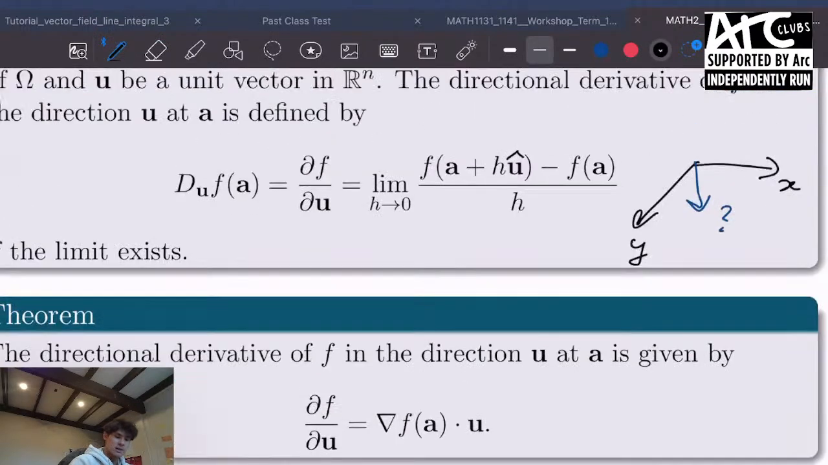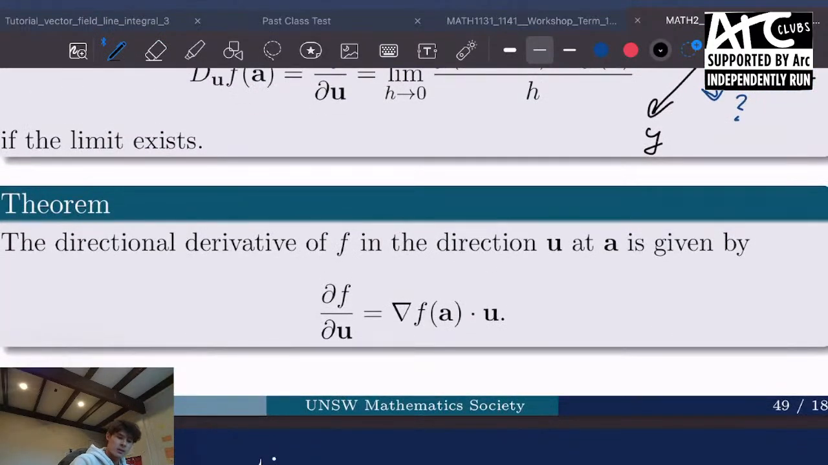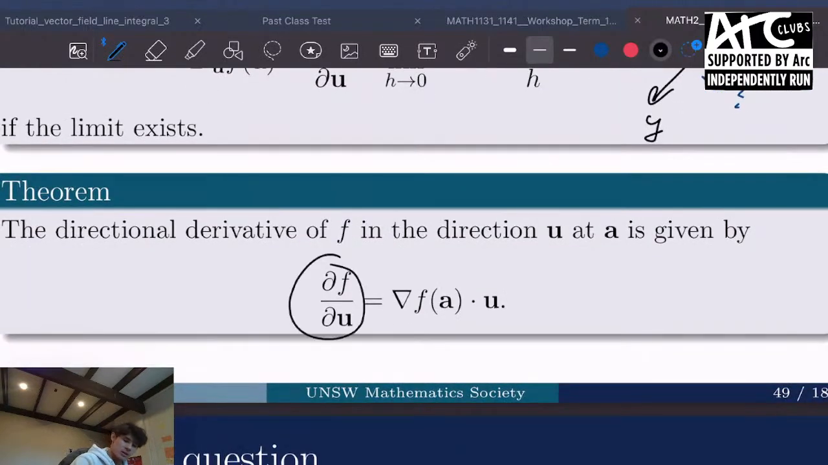Now, there's a really easy way for us to calculate these directional derivatives, and that is using the gradient. The gradient says that the directional derivative in the direction of u is just equal to the dot product of the gradient at the point A dot with the direction u. So it's important that this is a unit vector, otherwise we're going to get wrong answers. So we need to make sure it's a unit vector, and this needs to be evaluated at A.